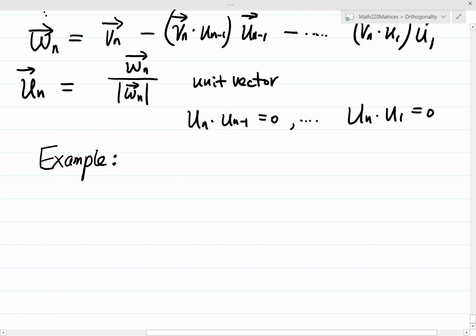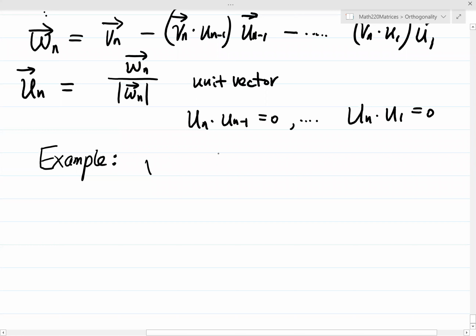Now, of course, if you rearrange the order V1, V2, Vn, you may get different orthonormal bases. Also, an orthonormal basis is not unique. You can find another choice. So the choice is not unique.